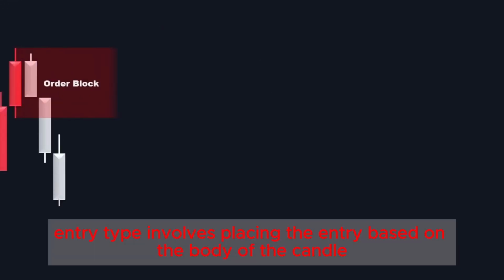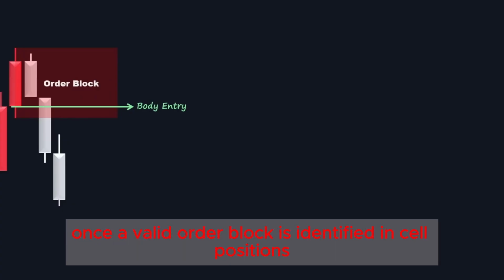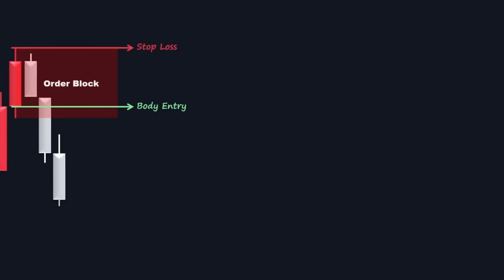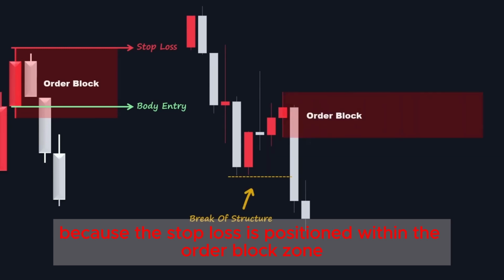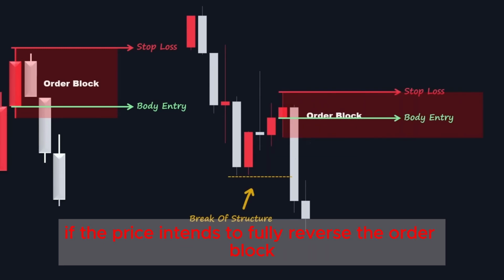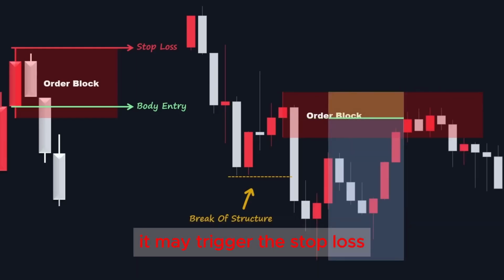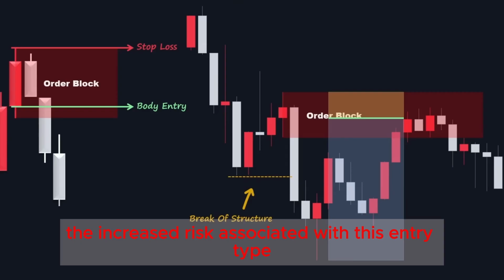The fourth entry type involves placing the entry based on the body of the candle once a valid order block is identified. In sell positions, the stop-loss is set to touch the higher wick of the order block. This entry type is undoubtedly riskier because the stop-loss is positioned within the order block zone. If the price intends to fully reverse the order block, it may trigger the stop-loss. It's important to be aware of the increased risk associated with this entry type and carefully consider its suitability within your trading strategy.